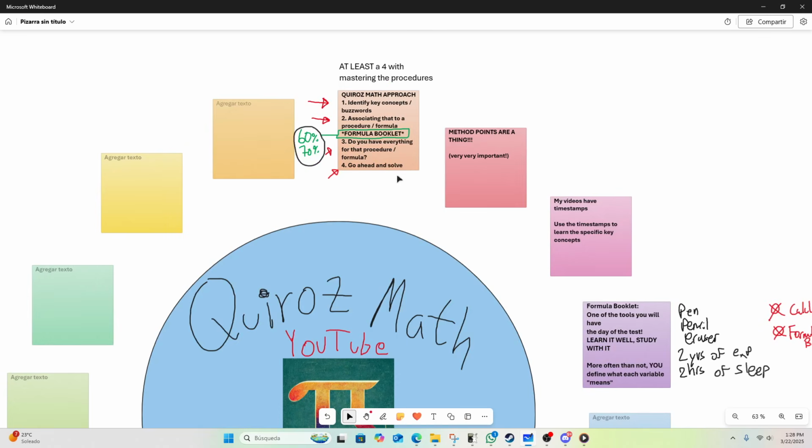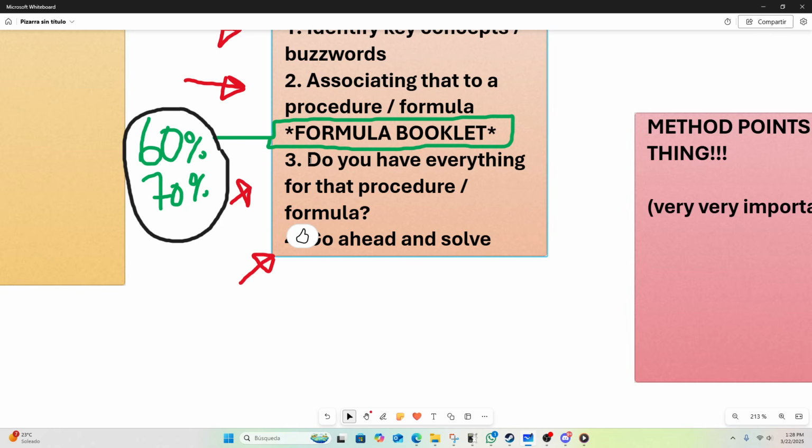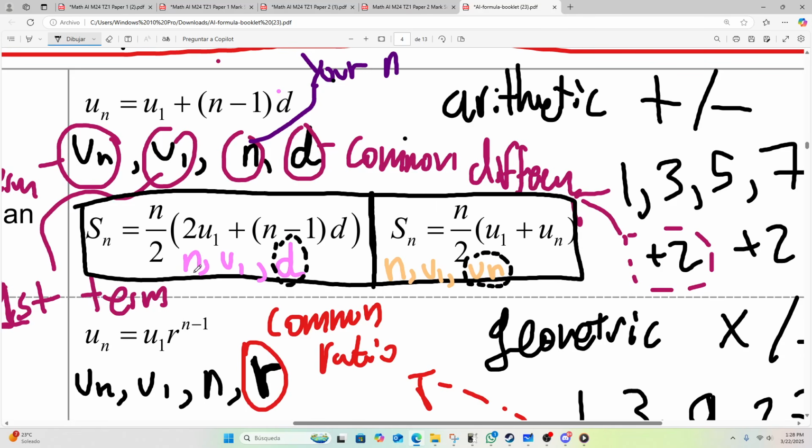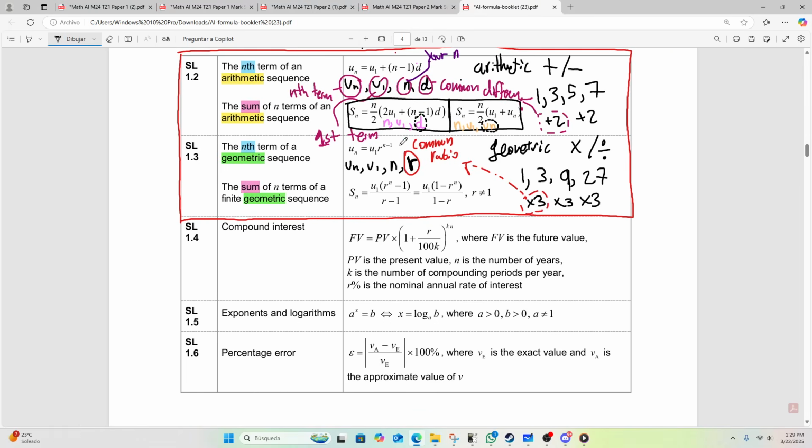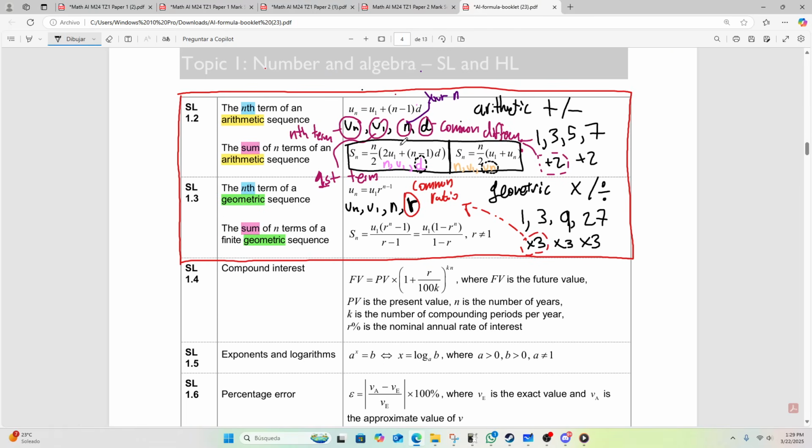Or even more than that, depending on the context, you need to ask yourself, do you have everything for that procedural formula? So maybe you're in a scenario where you have n and u1, but you don't have d, and you don't have un. And so discover one of them first in order to use either of the formulas, okay? That is the kind of stuff we need to have in our mentality. That is the approach that I'm trying to go for, okay?